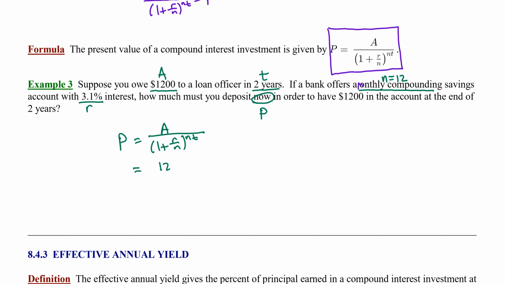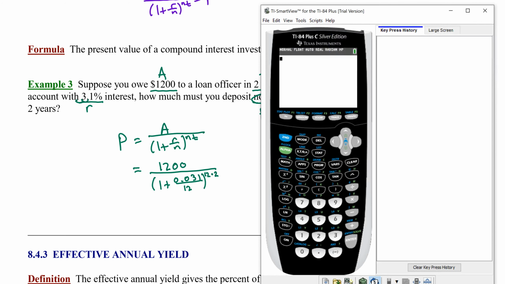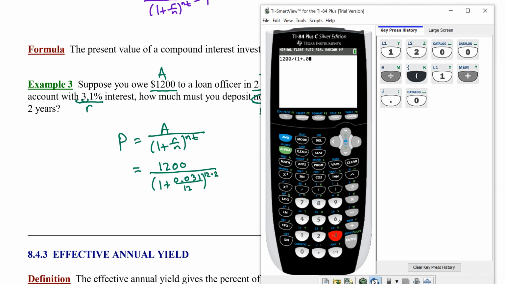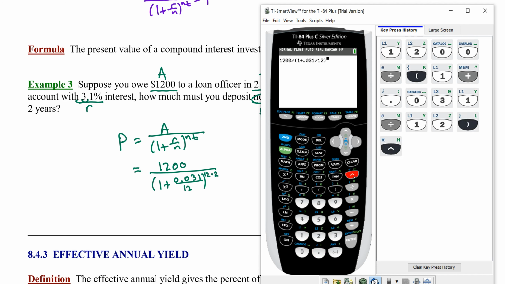So the future value is $1,200. The rate is 0.031. Remember, we moved the decimal 2 places to the left. n is 12 in both the denominator and the exponent, and the time or the term of our loan is 2 years. So we can type this into the calculator exactly as it appears. The fraction bar we will enter as divided by. Make sure we use our parentheses there in the bottom. Close parentheses before entering the exponent key, and press enter.